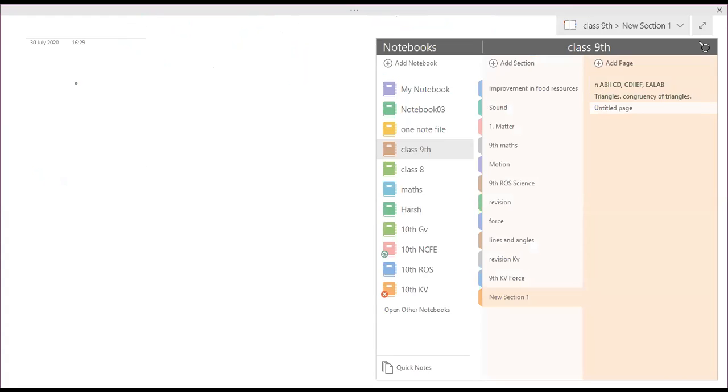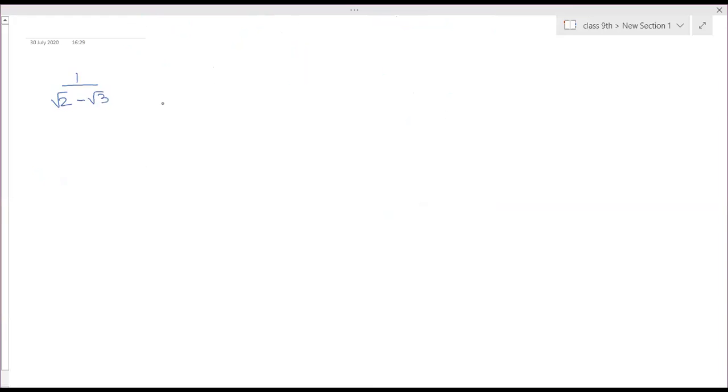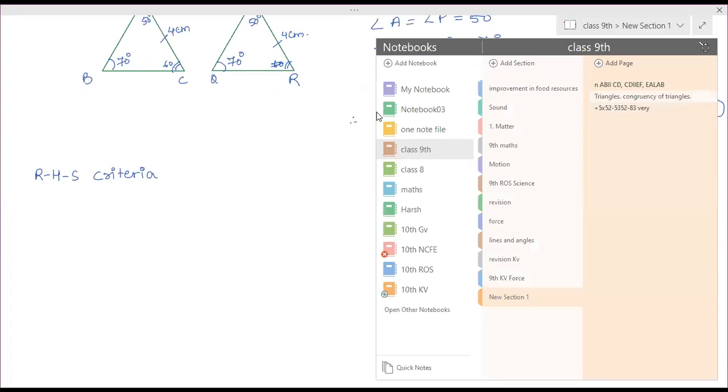What's the question? 1 by root 2 plus root 3. Ma'am, whatever I did, it is correct, but the answer is given wrong. That's why I asked. What answer have they given? The answer is given as root 2 minus root 3. Yes, ma'am, but the answer is given as root 2 minus root 3. That's wrong. That's it. Thank you, ma'am.